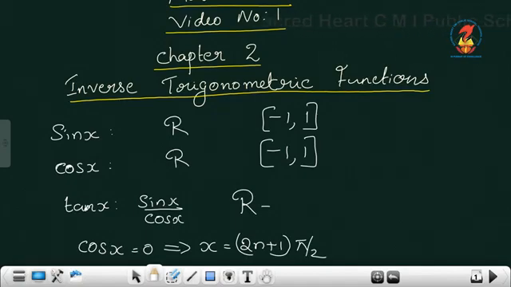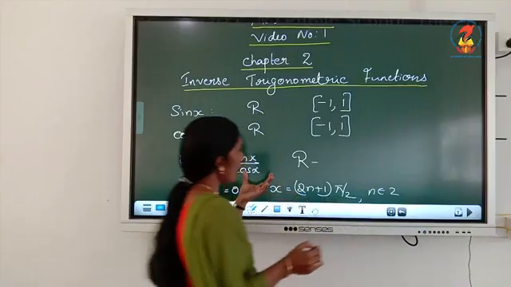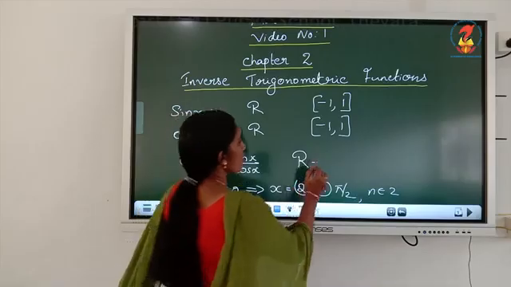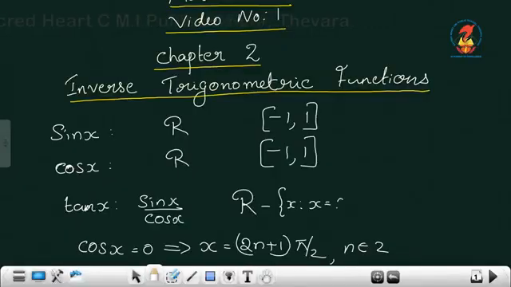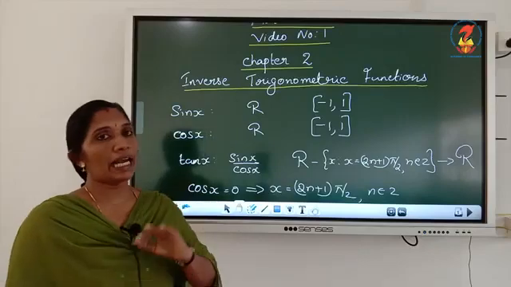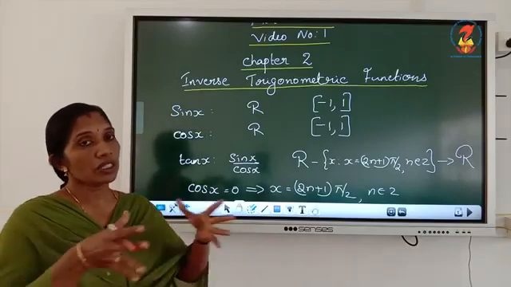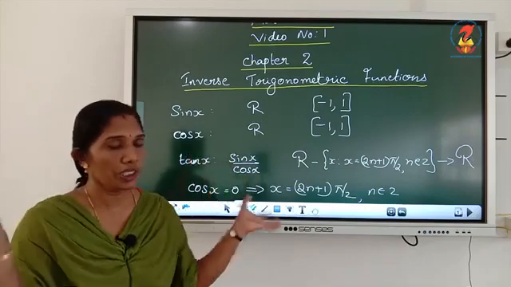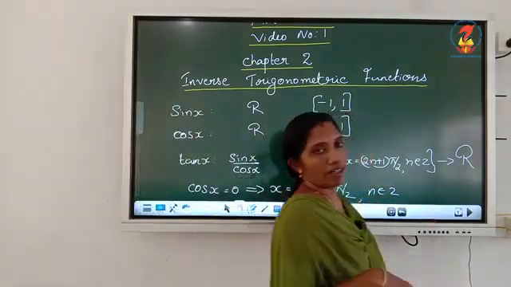2n plus 1 pi by 2, that is multiples of 90, where n belongs to Z. So these all values you have to subtract from R. So R minus set of all x such that x is equal to 2n plus 1 pi by 2, where n is an integer. So this is the domain. What is the range of tan function? Tan function is set of real numbers, that is the range of tan function. Tan 90 is infinity, tan minus 90 is minus infinity. So its value is minus infinity to infinity, that is same as R.